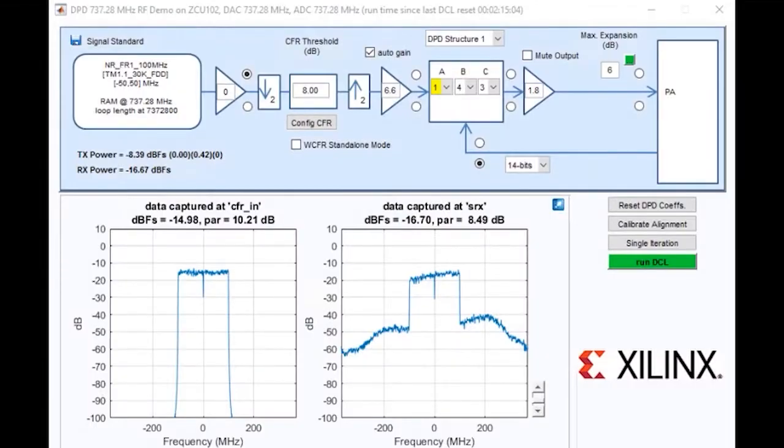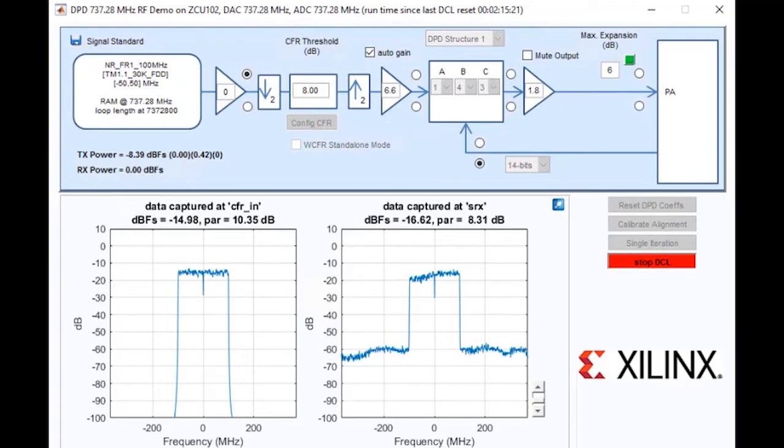And finally, we will use our NR carriers, in this case 2 NR100 carriers, to look at the performance of the PA with the 5G signaling. Again, we activate the DPD here, and if you look at the trace on the right-hand side, it's the output of the PA, the feedback path, and you can see the linearized performance of the power amplifier.